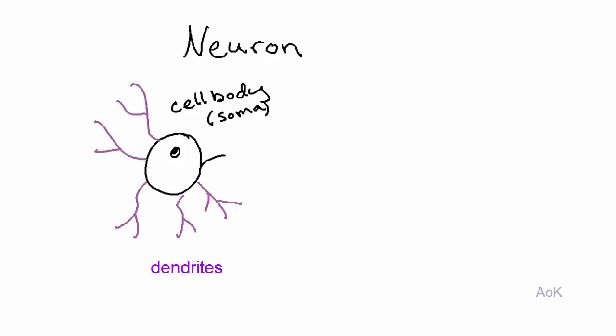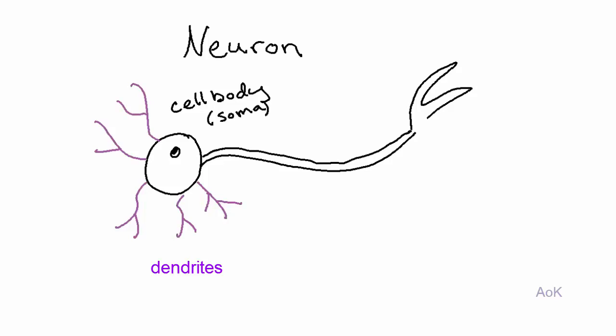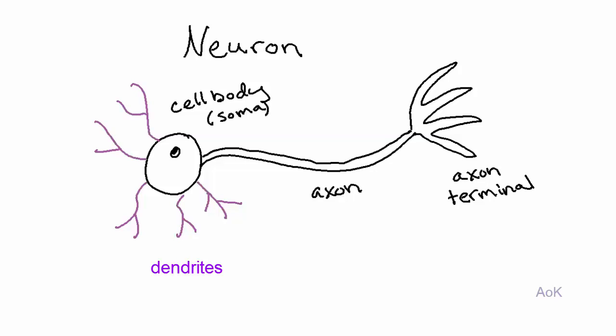Next, we're going to draw the axon. The axon looks like a long, thin body that comes out of the main cell and then divides into smaller sections at the end, kind of like roots. That's the axon, and these are called the axon terminals.